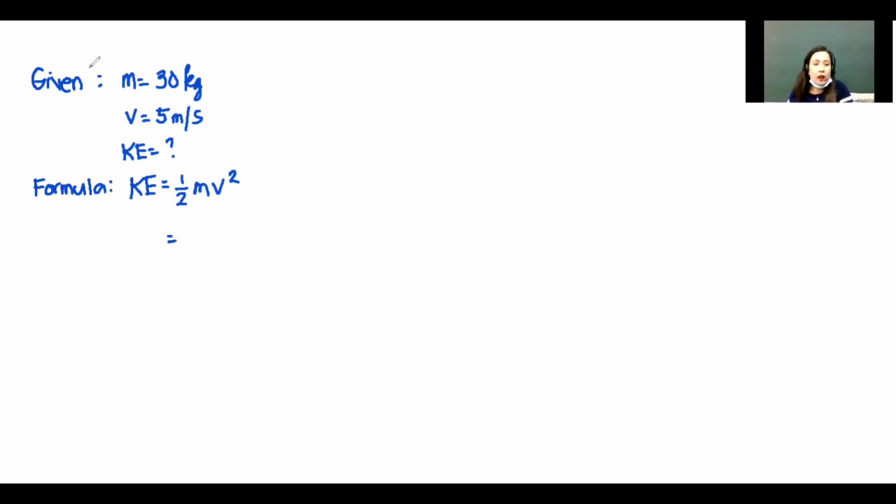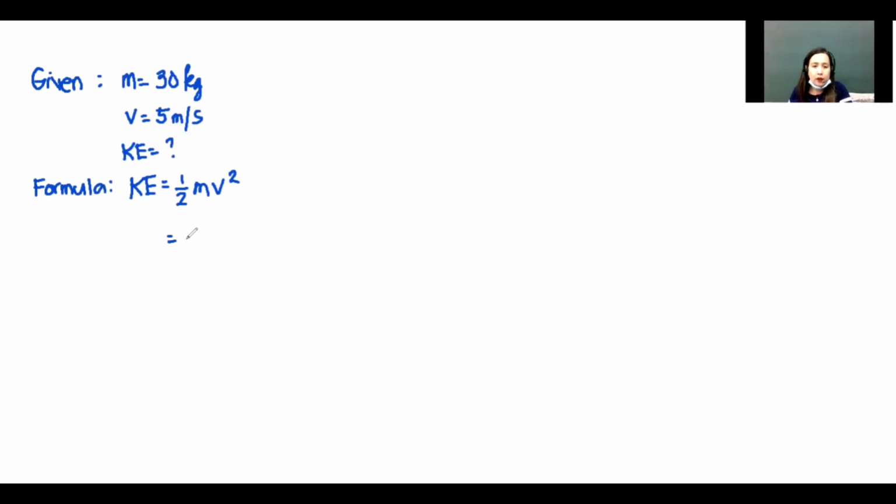So here I have already written the given. The mass of the motorcycle is 30 kilograms. The velocity or the speed is 5 meters per second. We are looking for the kinetic energy. For the formula, KE is equal to 1/2 mv squared. So this is the equation now.